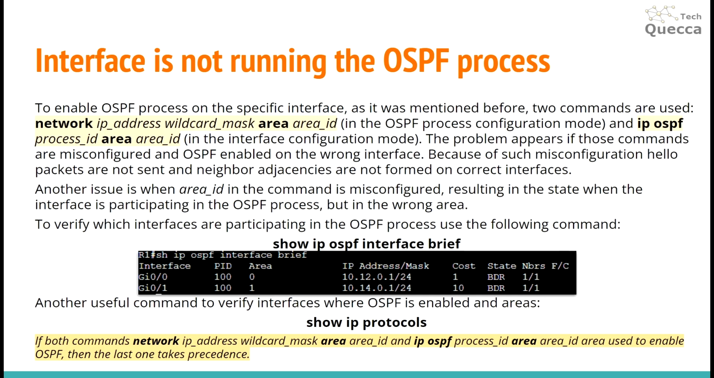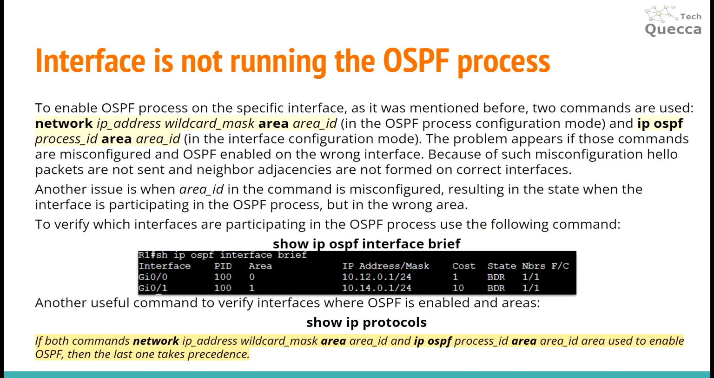Because of such misconfiguration, hello packets are not sent and neighbor adjacencies are not formed on correct interfaces. The other issue might be if you misconfigure area ID in the command, but this is different issue and we will talk about it later.